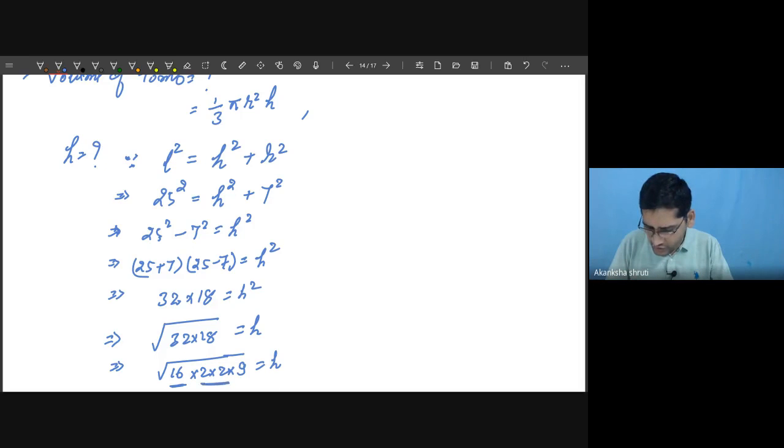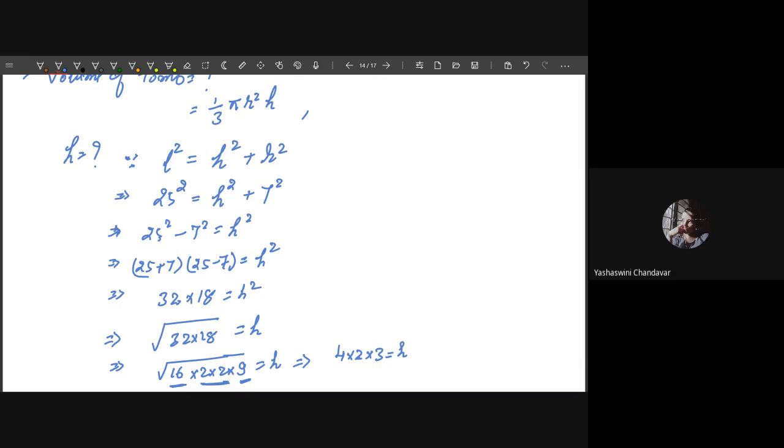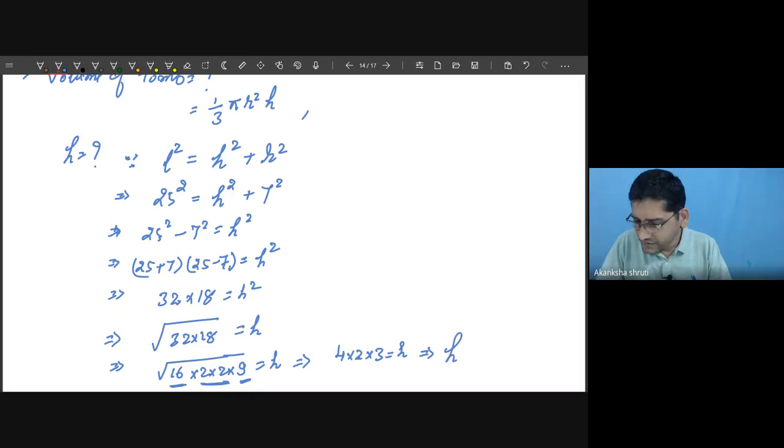From this 2 into 2 we can take one of the 2 out, and from this 9 I can take 3 out. So this implies 4 into 2 into 3 is equal to h. 24. Very good. So h is, sorry, 4 2s are 8, 3 8s are 24 meters.